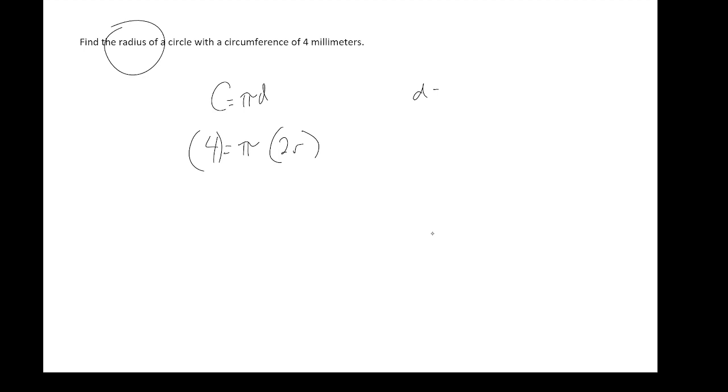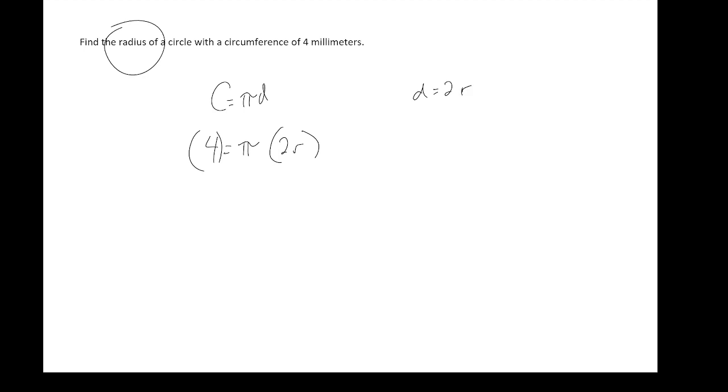Now they give us circumference, so we're going to substitute. Instead of C, we're going to have 4. We have pi. And then now we need to substitute for diameter in terms of radius, which would be 2 times the radius. So we don't want to work with that variable d. We can convert that to r because we know, again, that diameter is equal to 2 times the radius.